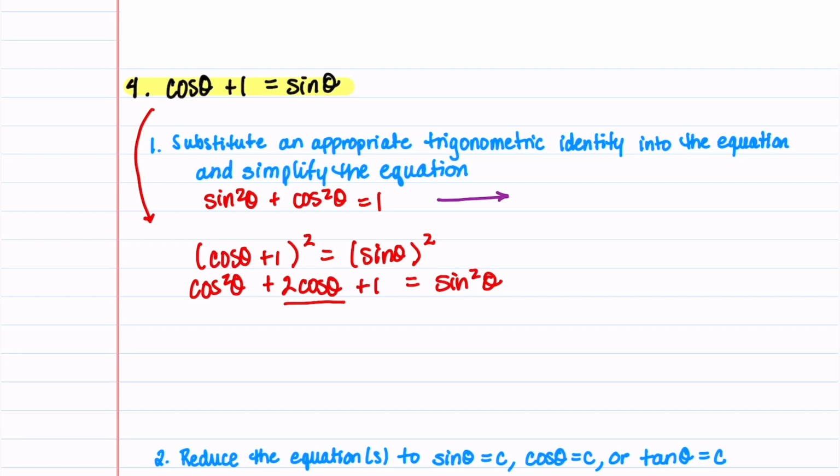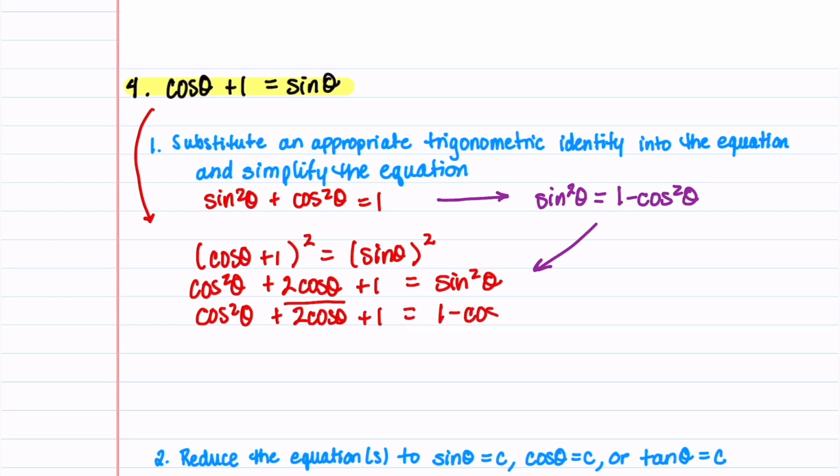We know that sine squared theta is going to be 1 minus cosine squared theta. And we can plug that into our right-hand side. Our left-hand side is going to stay the same. And then on our right-hand side, we're going to get 1 minus cosine squared theta. Let's pull everything to our left-hand side.